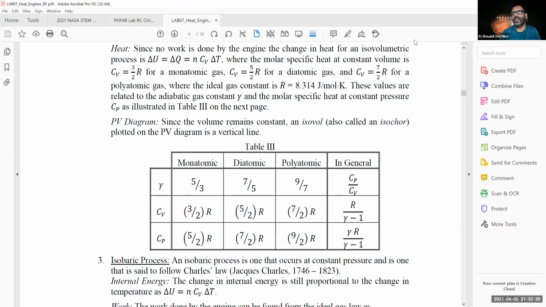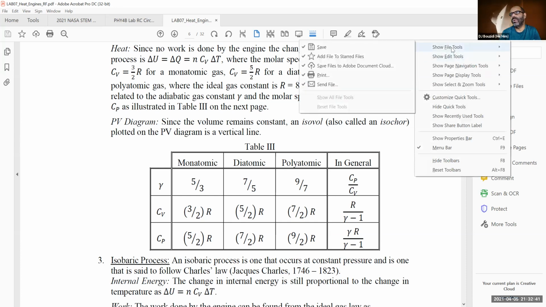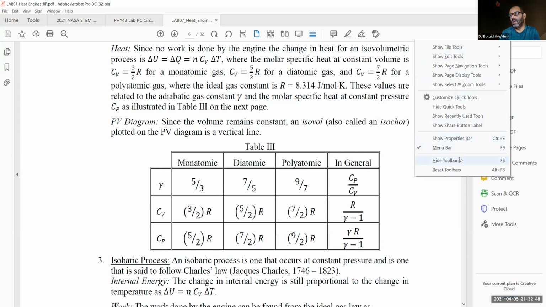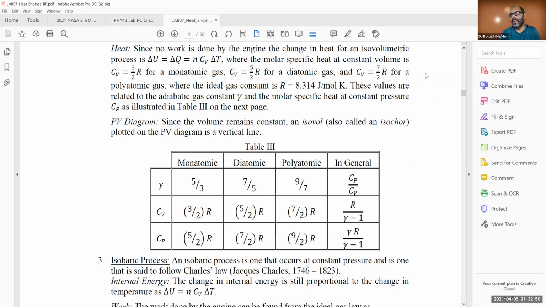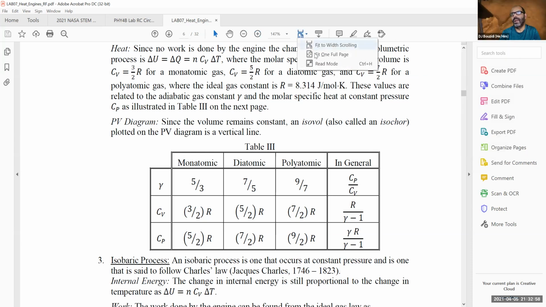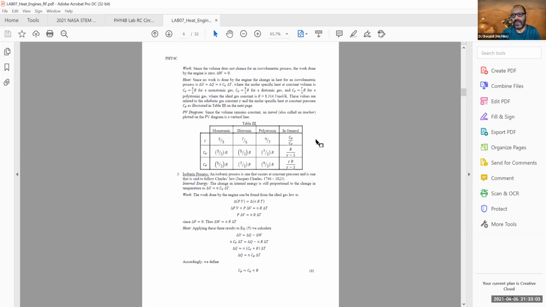Okay, why can't I see this stuff in here? Show, no, show. Can I reset? No. Okay, I think now I have, that's what I wanted to see. Full view page. Okay, good. Now I can jump from page to page. Okay, good. So the isobaric process, can you see this thing or is it too small?